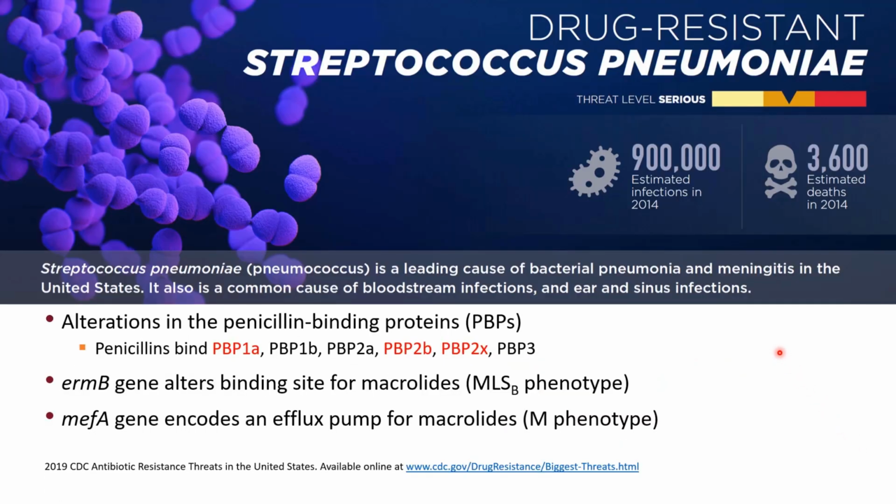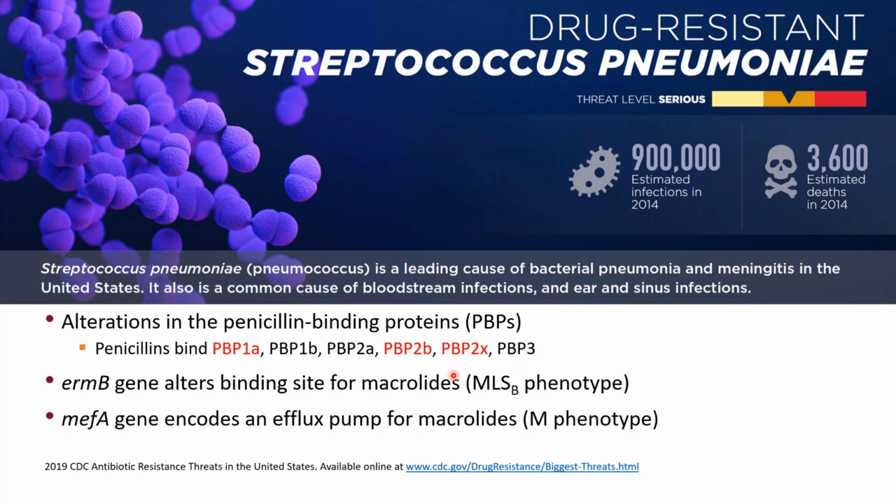The CDC has designated a serious threat level to drug-resistant Streptococcus pneumoniae. The mechanism of resistance of Streptococcus pneumoniae to beta-lactams involves alterations in the penicillin binding proteins, or transpeptidase, which are the binding sites for beta-lactams. Now, note that it does not involve production of beta-lactamases. So beta-lactamase inhibitors are not going to overcome this resistance. In particular, penicillins bind penicillin binding protein 1A, 1B, 2A, 2B, and 2X, as well as 3.